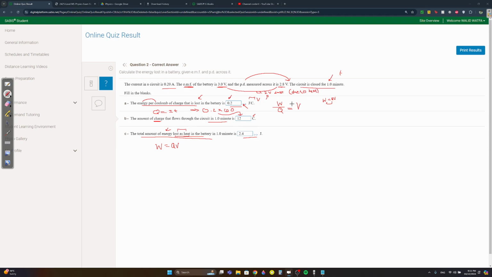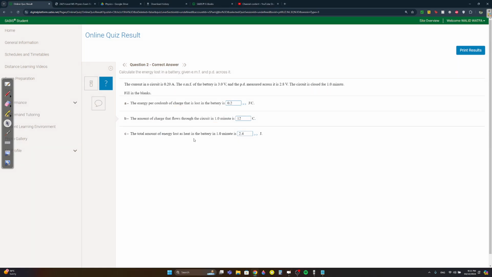And if we're losing it to heat, we can find how much energy we lost using W equals the voltage 0.2 times how much charge was flowing in that instant, right? Now we found that the charge is 12. So you're going to get 2.4. That's pretty much it. When they ask for the energy lost, you just multiply how much volts you lost by the current in the circuit.